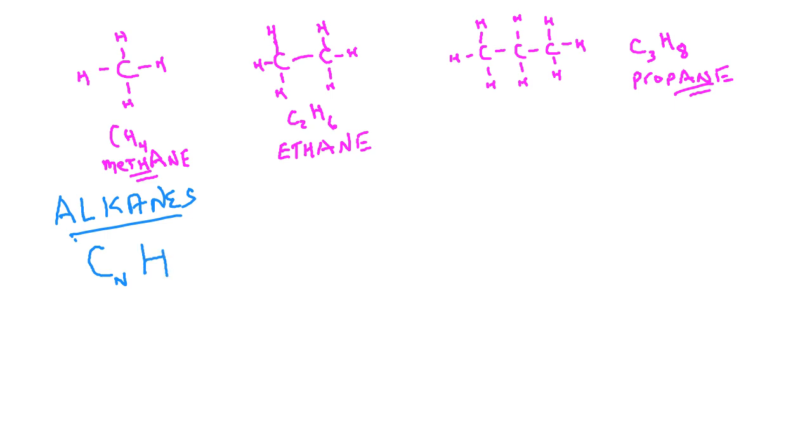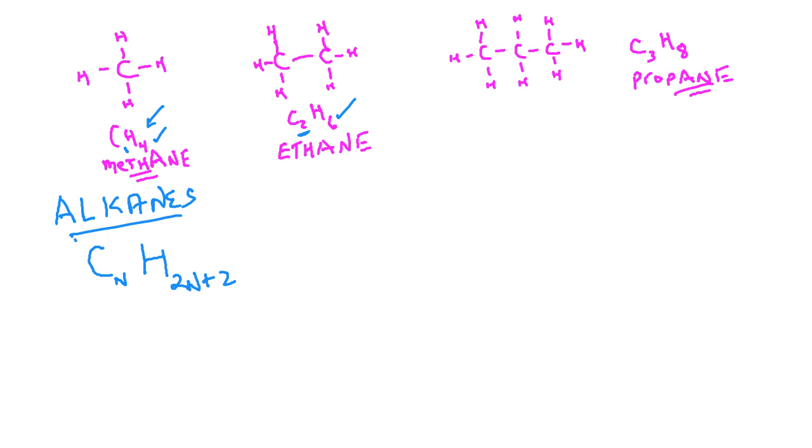So let's look here. In methane, n is 1, there's 1 carbon. So 2 times 1 is 2, plus 2 is 4. In ethane, n is 2. So 2 times 2 is 4, plus 2 is 6. In propane, n is 3. 2 times 3 is 6, plus 2 is 8.